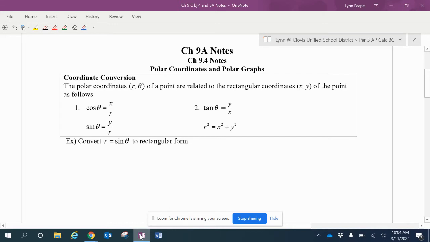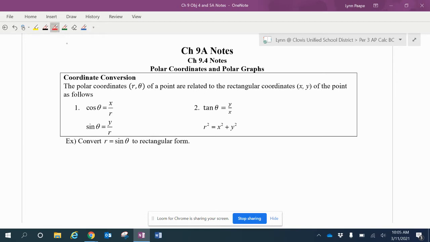Okay, so for 9.4 and 9.5, we're just going to do all of 9.4, but then just the first half of 9.5. So we're going to be working with our polar coordinates and polar graphs. And so there's a few ideas that we need to just review from your trig days.